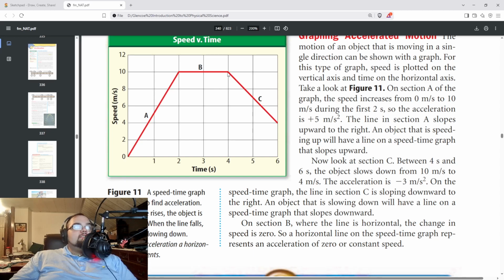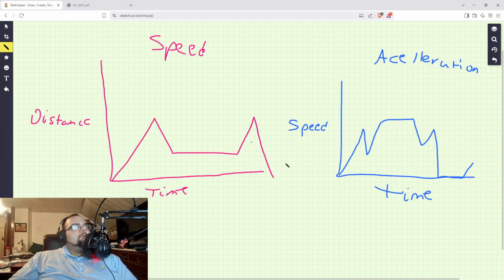Now we take a look at section C right here. We go from 4 seconds to 6 seconds, so 2 seconds have passed. We go from 10 meters a second to 4 meters a second. So what we're going to do is 10 minus 4, which gives us a 6, and then we divide by 2, and that gives me 3. But wait. 10 minus 4 over 2 gives me a 3.